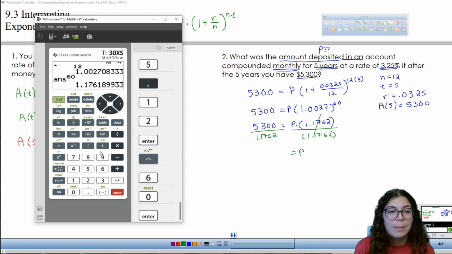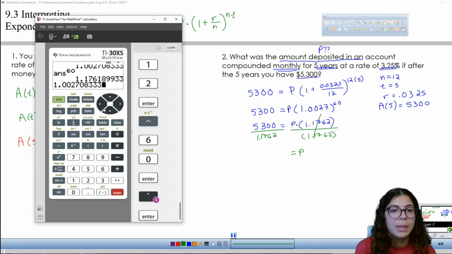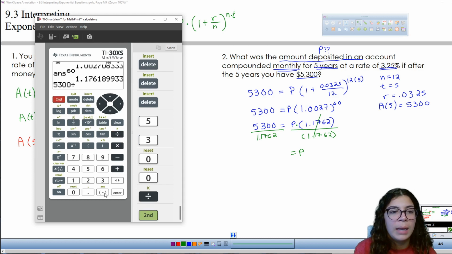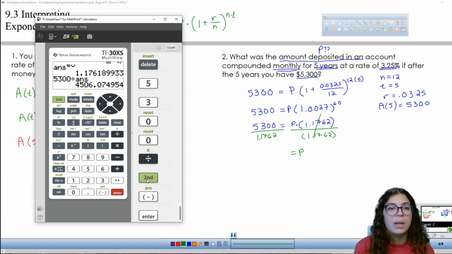but I want to be really precise. So what I'm going to do is go back to this number and take that number to the power of 60. Actually, I already did that. I'm so sorry. Let's clear that. Okay. So I have that number to the power of 60. So this is the number that I want to divide by. So I'm going to do 5,300 divided by, and I'm going to press second and hit answer. That way I am dividing 5,300 by not the rounded version of this, but the entire version of this. So that'll be a more exact answer.